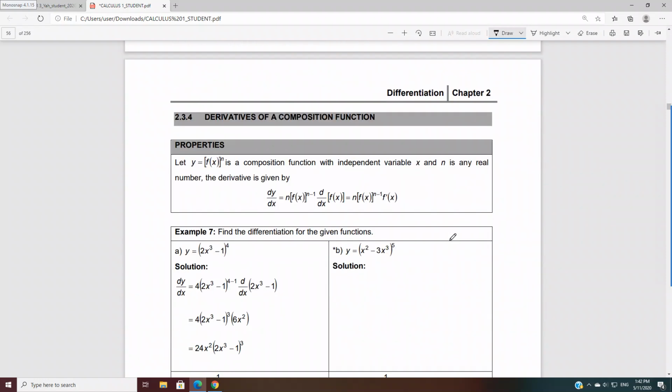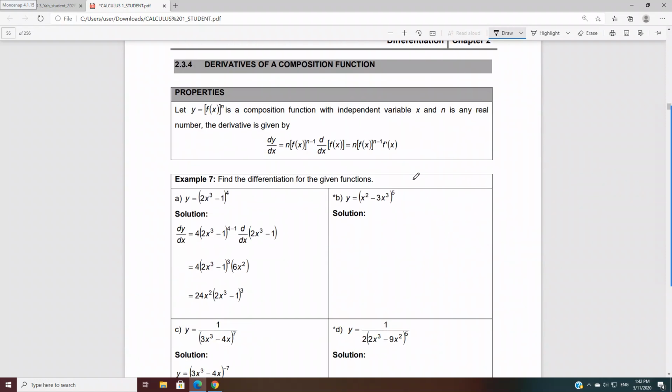Okay, yang ni derivative of a composition function. Composite function ni maksudnya kita dalam function tu ada function lain kan. Macam yang ni function dia, dia ada kuasa kat luar ni. Lepas tu kat dalam ni ada function lain. So maknanya kita kena differentiate kuasa dulu. So differentiate kuasa 4 bawa ke depan. Lepas tu kuasa ni kita tolak 1. Sama macam yang power tadi lah. Cuma bezanya kat sini ada power lagi, ada function lagi kan dalam bracket tu.